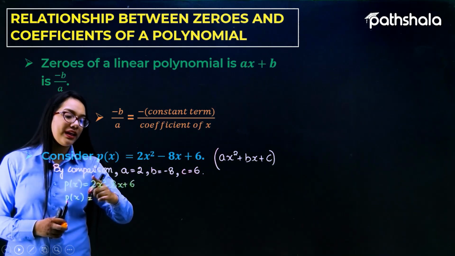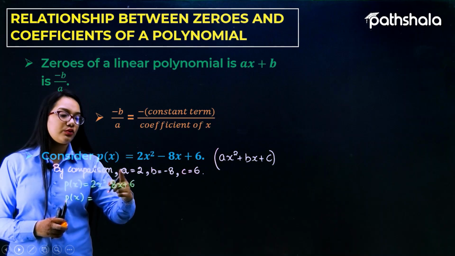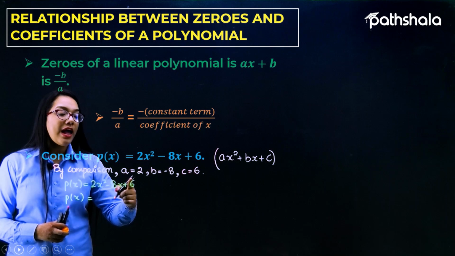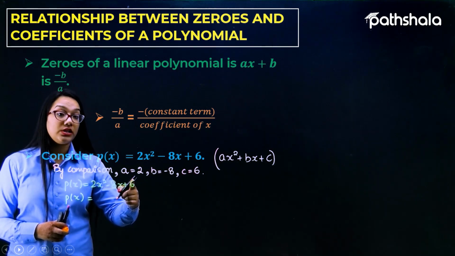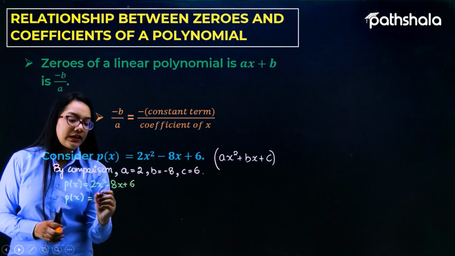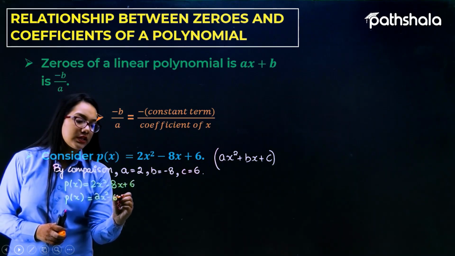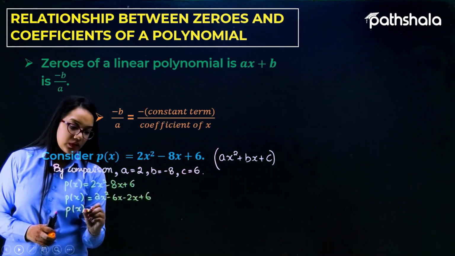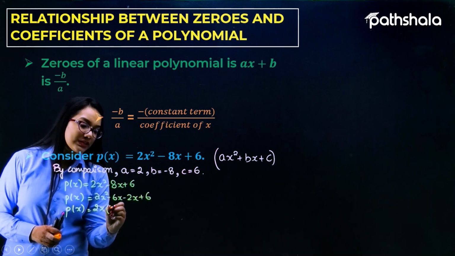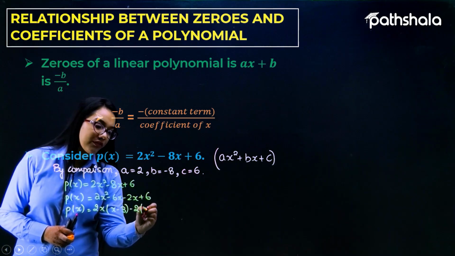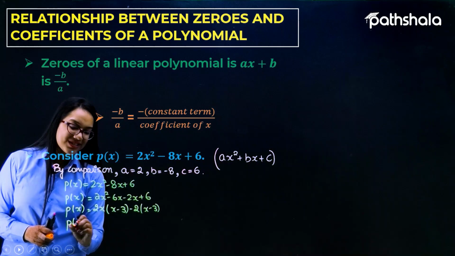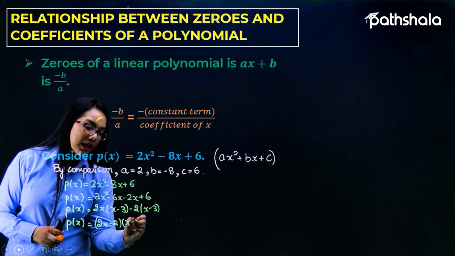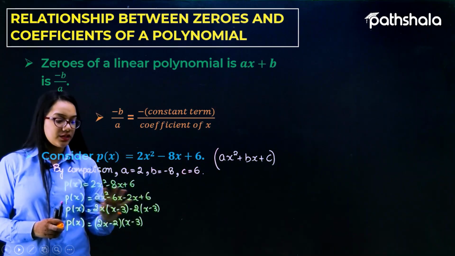We have to multiply a and c together. So 6 into 2 is 12. We have to look for two numbers whose product is 12 and whose sum is 8. These are 6 and 2. So we can express it as 2x square minus 6x minus 2x plus 6. Now let's take the common factors. So it is 2x into x minus 3, minus 2 into x minus 3. It means we can express the quadratic polynomial as 2x minus 2 times x minus 3.